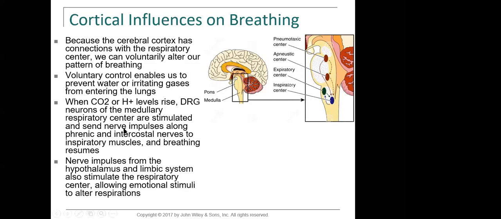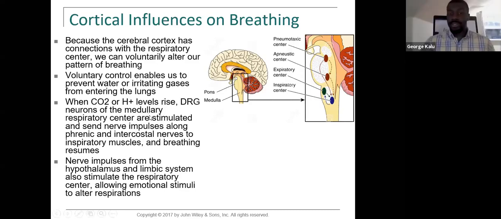And the way it does that is the medullary respiratory center sends impulses down to your phrenic nerves and your intercostal nerves, which stimulate your intercostal muscles and your diaphragm to force you to start breathing. And there are a few other mechanisms working as well. So once those carbon dioxide levels rise to a certain point, those neurons are going to activate and force you to take a breath.